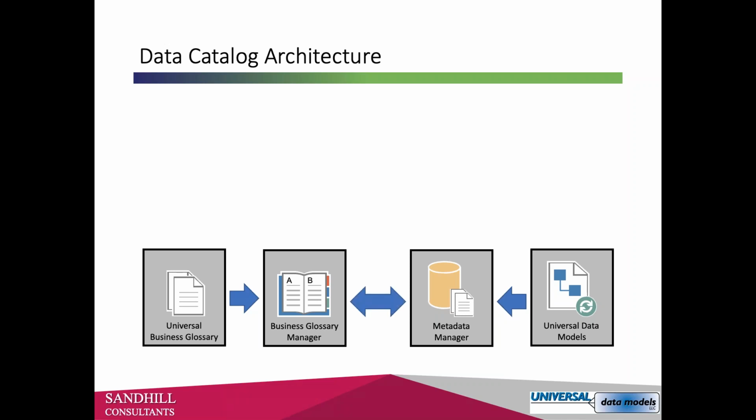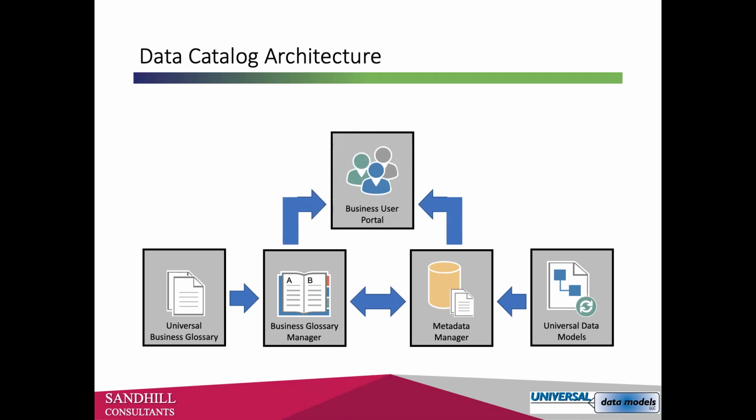Now, the connection between these two things is what makes your data catalog the catalog, in that your data dictionary has references to your business glossary, and your business glossary has references to your data dictionary. So it really just looks at the differences between how IT looks at things and how the business looks at things. So your business user portal gives the end user access to all of this information.